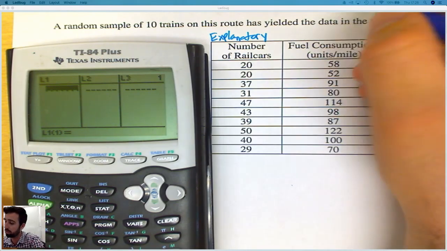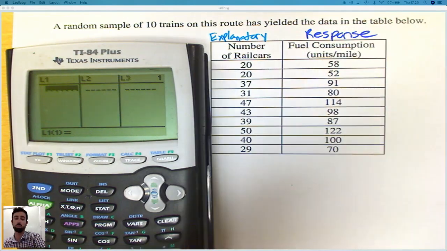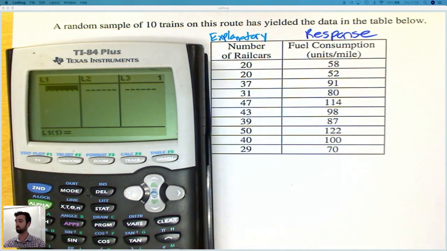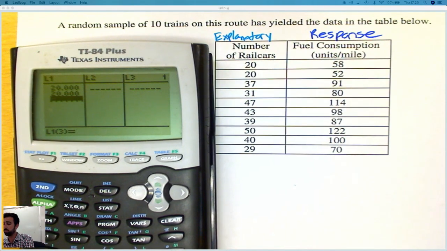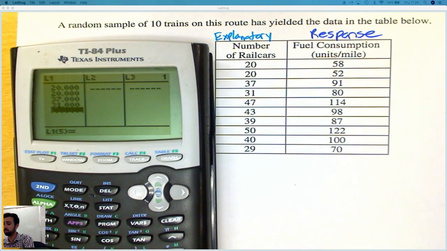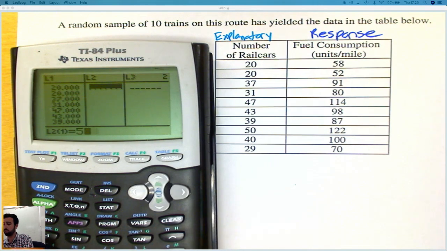This right here is going to be the response. So we have the explanatory variable and the response variable. Let's go ahead and type those in. We got 20, 20, 37, 31, 47, 43, 59. And there's that. We got 58.